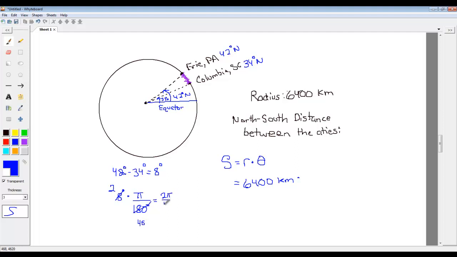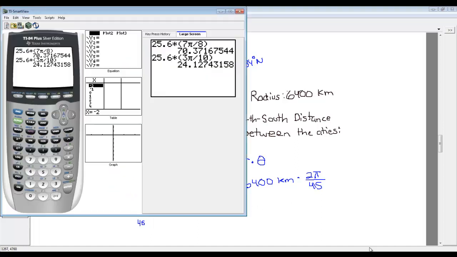Not that we have to reduce that right now because we're going to multiply it together anyways, but some people like to have smaller numbers to work with. So we're multiplying by 2 pi over 45 radians. Let's see what that turns out to be. We got 6,400 kilometers times 2 pi divided by 45. And we get this.